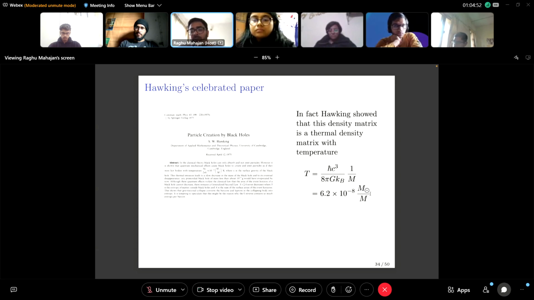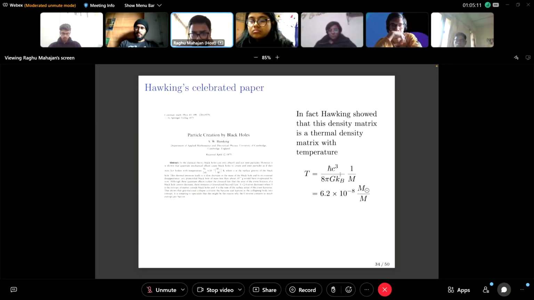And this symbol means the mass of the sun. So if the mass was the mass of the sun, the temperature would be 10 to the minus 8 Kelvin. So it's very, very cold. Like it's not a very big temperature. It's some very, very small temperature, but nevertheless, it's non-zero.